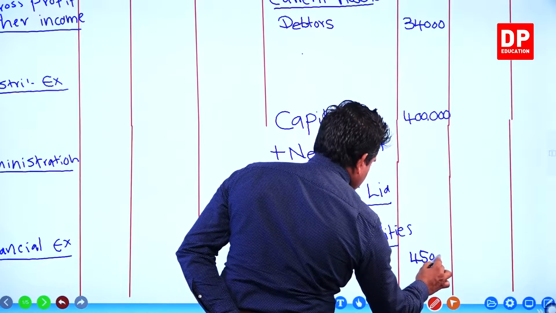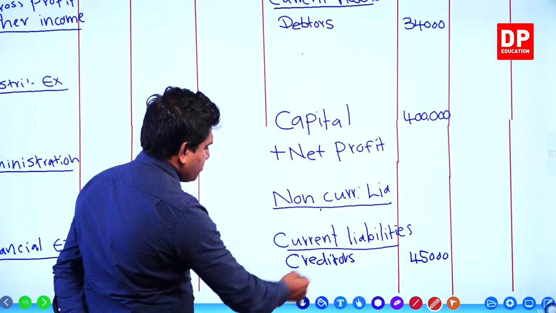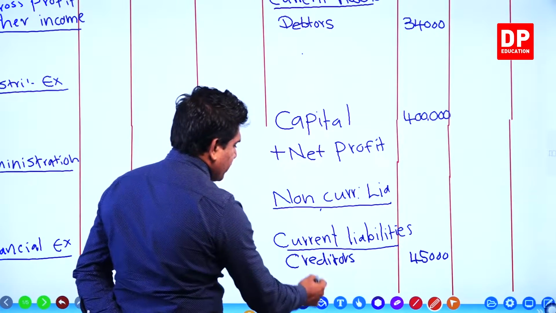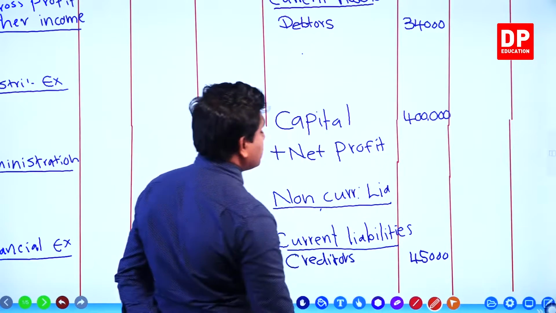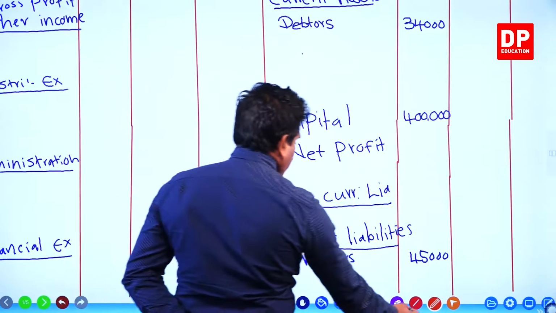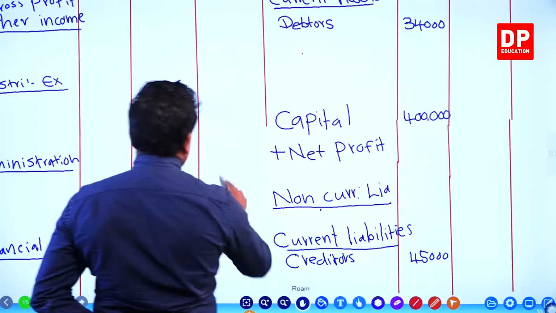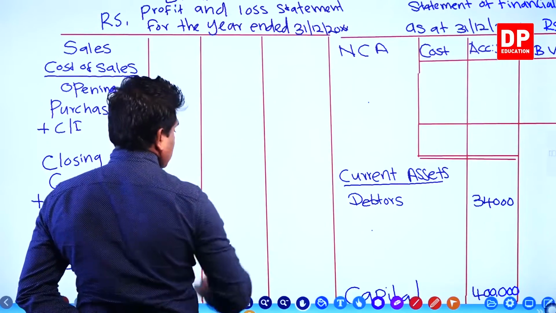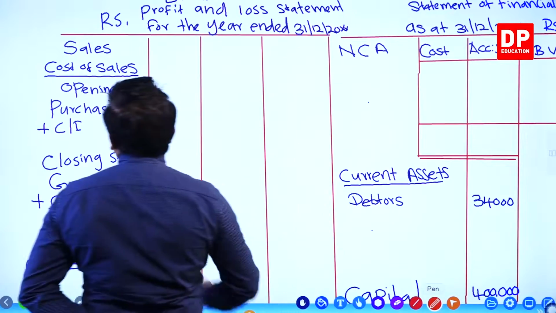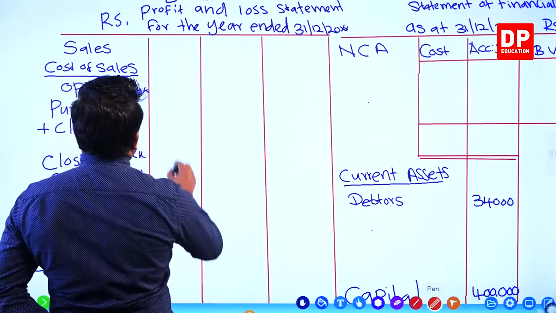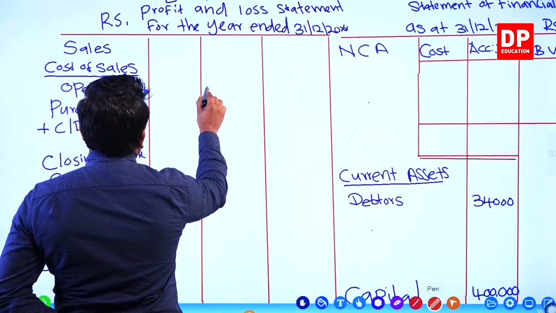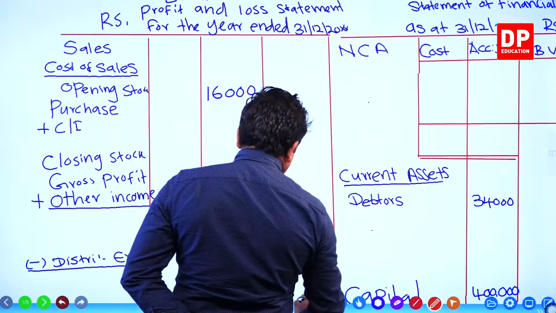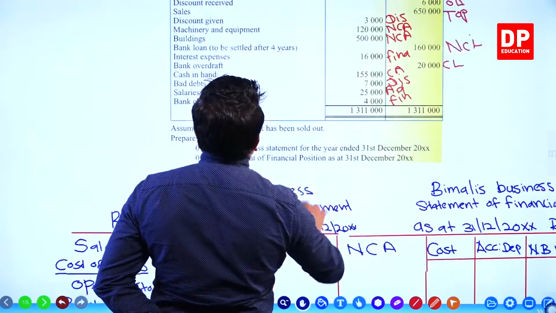Why do you put it here? Because if you have some more details under the current liability, we can write them here, and finally we get the total in the next column. Do you remember the opening stock? How much? I think 16,000. Then we put the opening stock here. Okay, now we go to the next details.